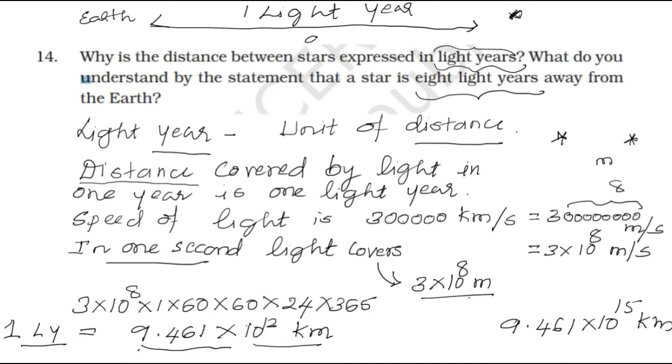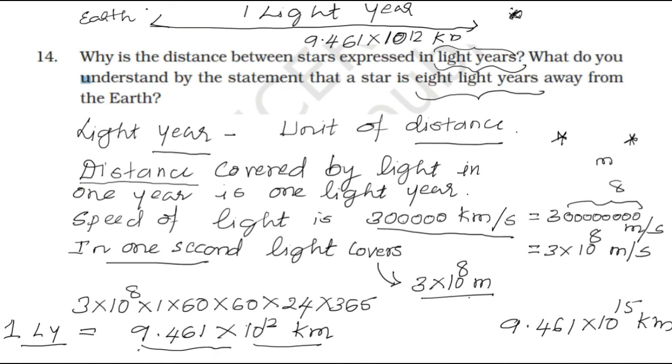So it is 9.461 into 10 raised to 12 kilometer. Okay. 10 raised to 12 kilometers. Right. Which means if a light moves in this speed, okay, 3 lakh kilometer per second, if the light moves with this speed from here, it will take 1 year to reach here, Earth.